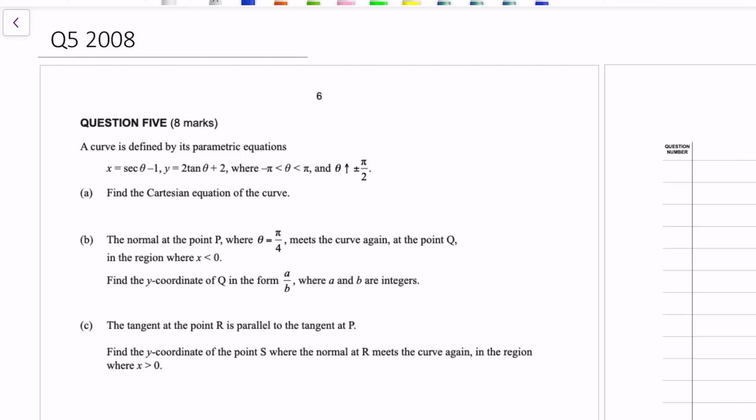Kia ora and welcome to question 5, the last question in the 2008 Scholarship Calculus exam. This question has 3 parts and they are all conics related. As I've mentioned in previous videos, conics was an external assessment in the NCEA back in 2008, so it seems to feature quite heavily in scholarship exams alongside the other 3 main topics: differentiation, integration and complex numbers.